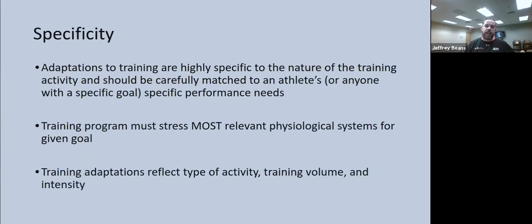Individuality and specificity are this line between how we train someone. So its adaptations to training are highly specific to the nature of the training activity and should be carefully matched to an athlete's, or in this case, anyone's specific goal, specific performance needs. So we think about performance in athletics. We think about what we need to be successful to win the game, to win the match, to overcome an opponent, whatever it happens to be. But we rarely, if ever, talk about which exercises are helpful specifically for a person if they have a goal.